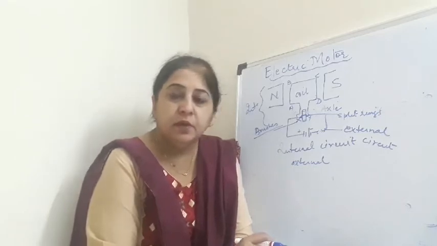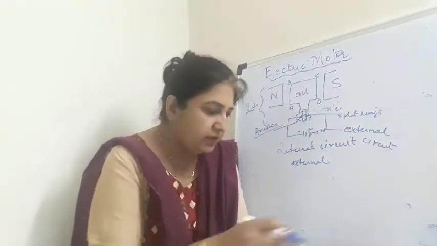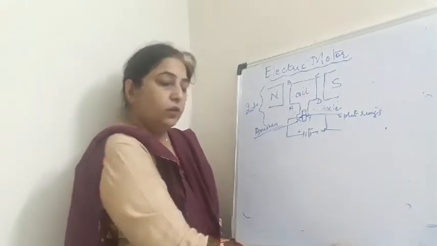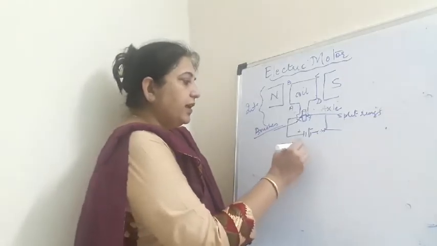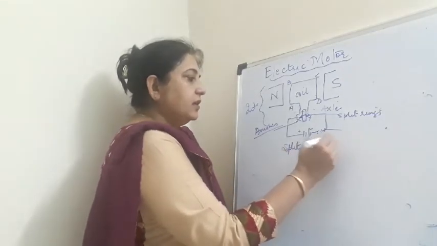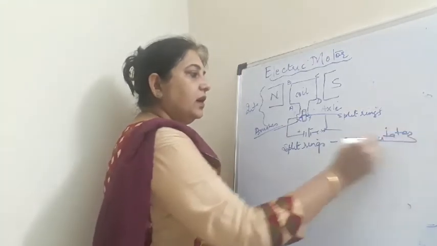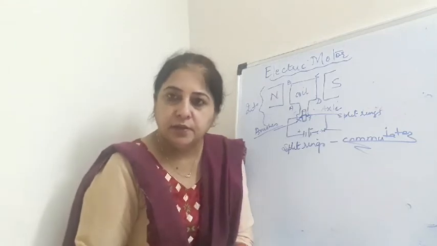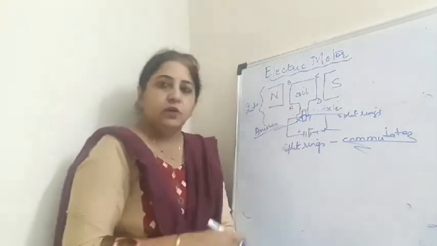Then number two, why are split rings called commutator? When I was explaining the parts of the motor last week, I told you that split rings act as a commutator. Now what is a commutator? A commutator is a device which changes the direction of the current. Over here, split rings are changing the direction of the current in the coil.